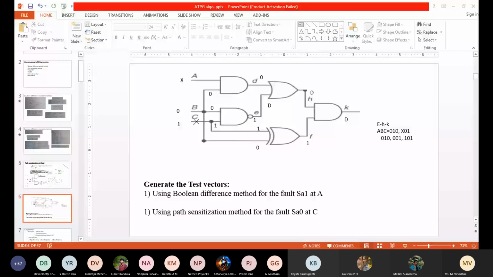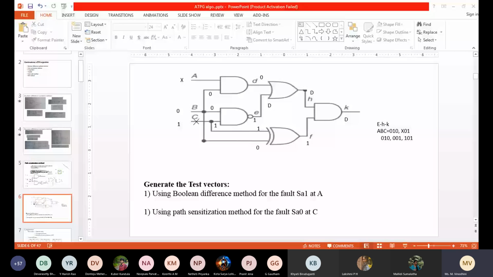Next drawback, it does not guarantee that a test will be found for a fault even if one path exists. That means even if one path is there, I'm not sure I will get my answer. So that is the second drawback.